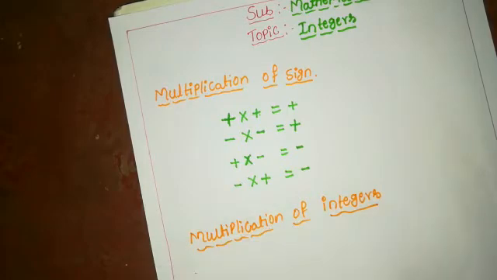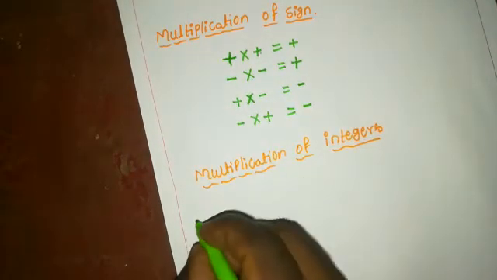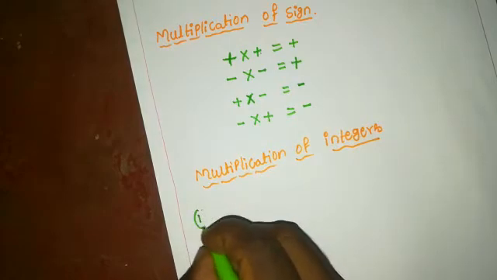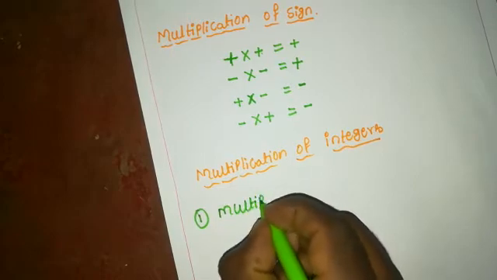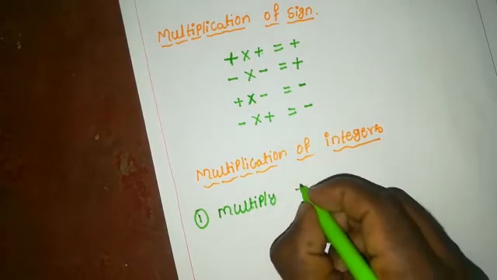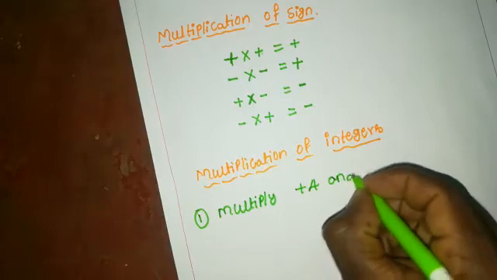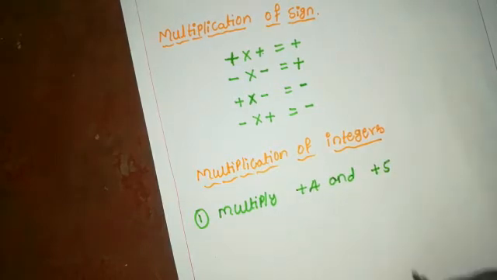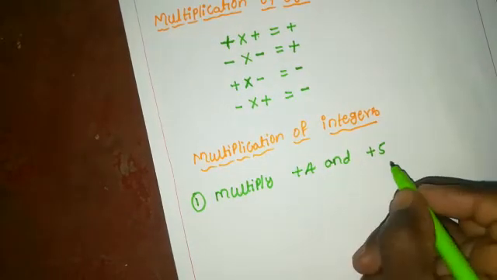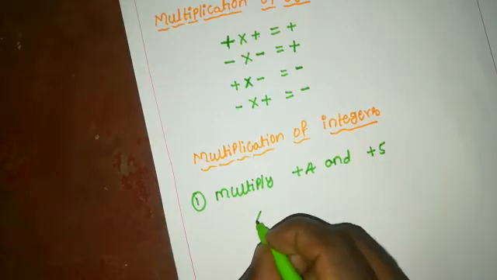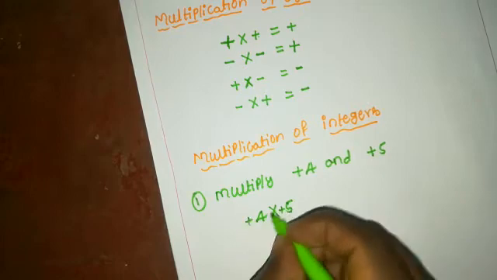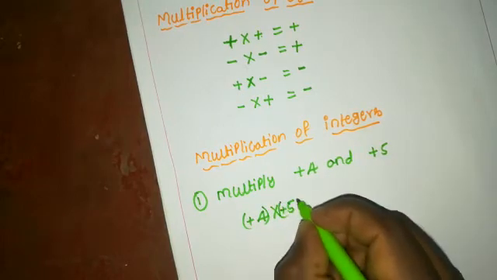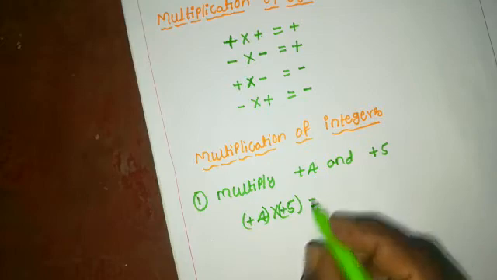How to multiply the integers? Let's see. If the two integers have the same sign, then how do we multiply? For example, the first one: we have to multiply plus 4 and plus 5, which means plus 4 into plus 5.